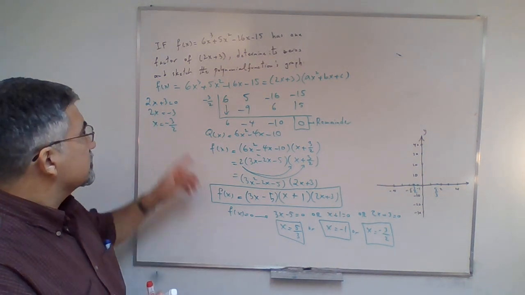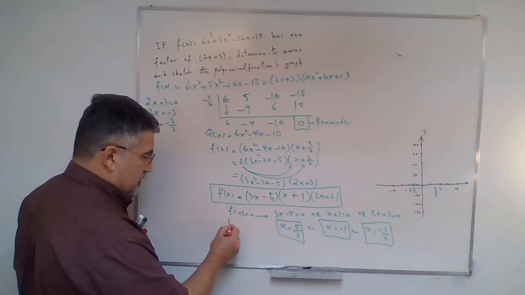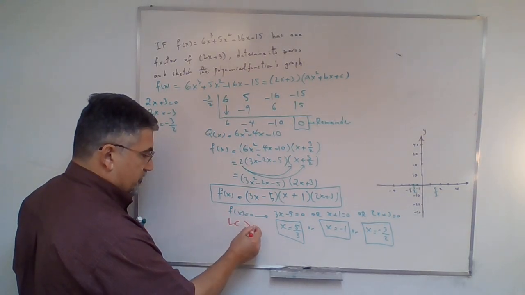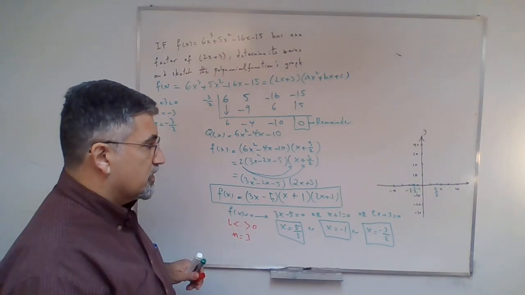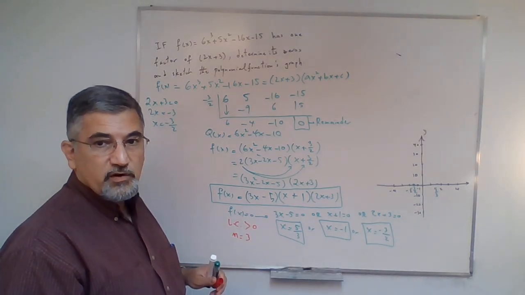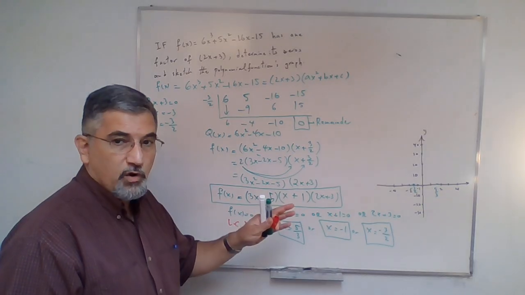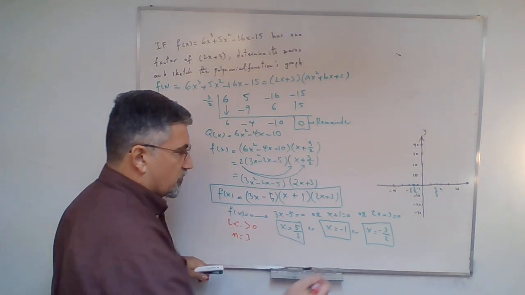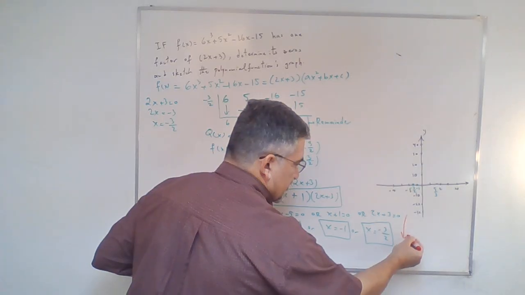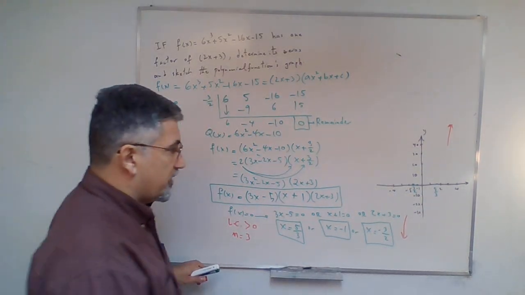The leading coefficient happens to be 6, which is positive. So the leading coefficient is greater than 0. The degree is odd, it's 3. So we know that the graph has to extend from quadrant number 3 to quadrant number 1. It is falling on the left and rising on the right. So it's going to have some sort of behavior like this, some sort of behavior like that. That's the end behavior.